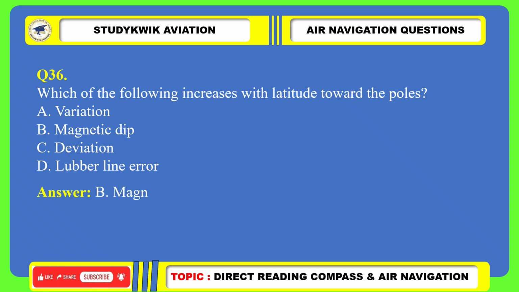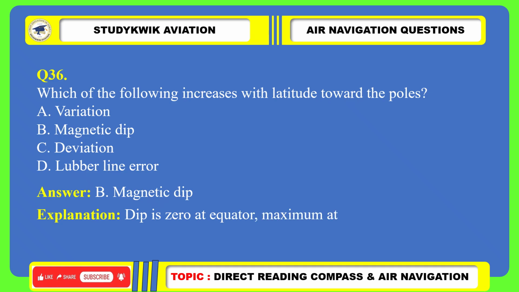The correct answer is B. Magnetic dip. Dip is zero at the equator, maximum at the poles.